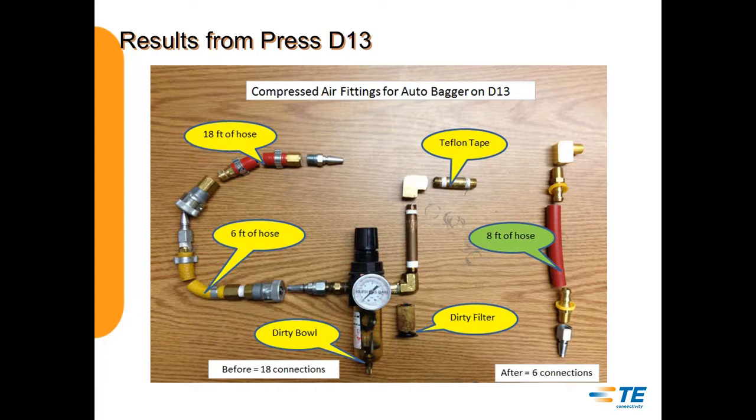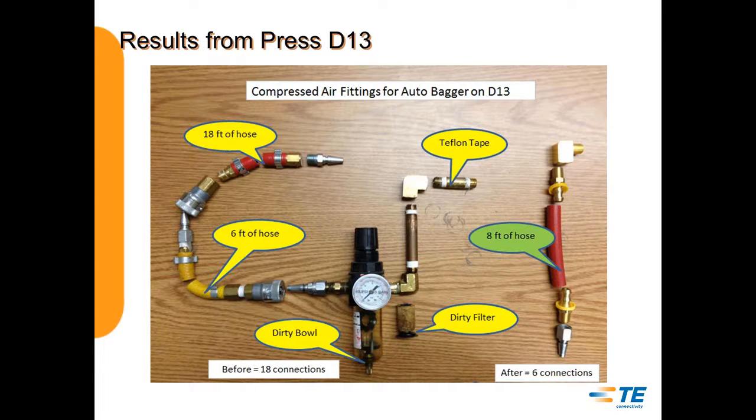So we started communicating about the Teflon tape, making sure that we didn't use it. We used a Loctite pipe dope. We also started looking at the air prep units, making sure the filters got changed and the bowls got cleaned. So there's just a whole lot of things we did to improve our air prep system.